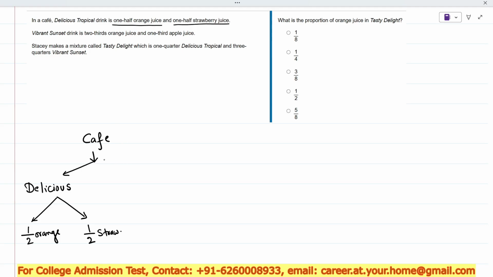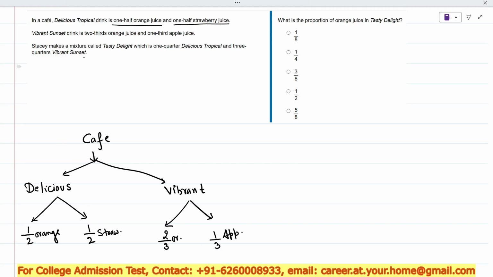Vibrant sunset drink. Another type of drink, the vibrant sunset drink, is made up of two-third orange juice. So we can write two-third orange juice and one-third apple juice.